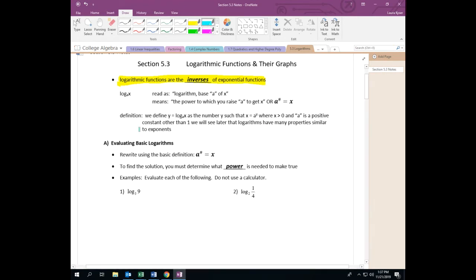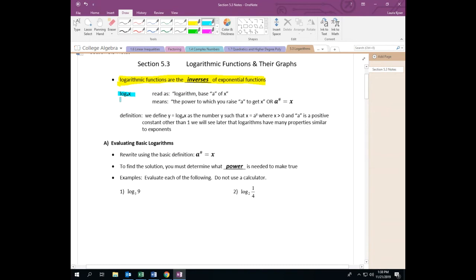When you are looking at a log equation or function, or expression in this case, it is read log base a of x. The base of the logarithm is always a little subscript, and the number next to it is going to be normal size, not a little teeny number. What this really means is the power that you raise this little base to that will give you the value of x. So you can translate log functions into exponentials and vice versa.